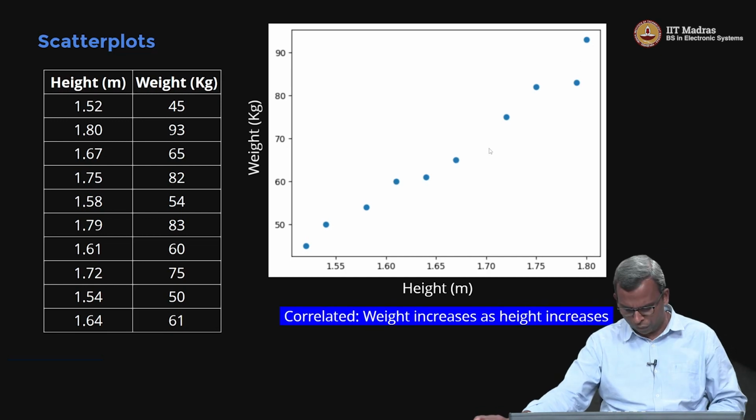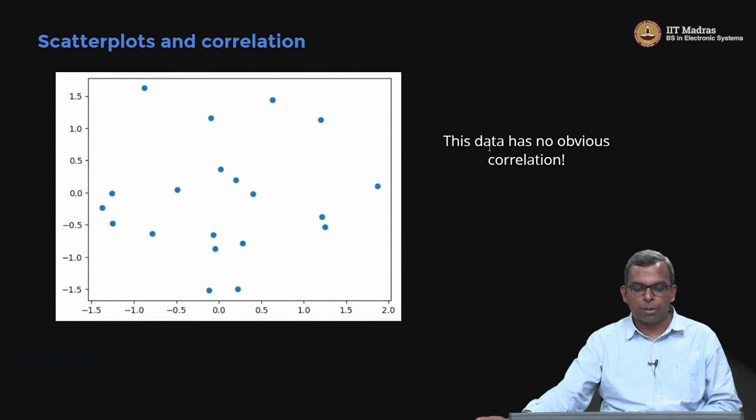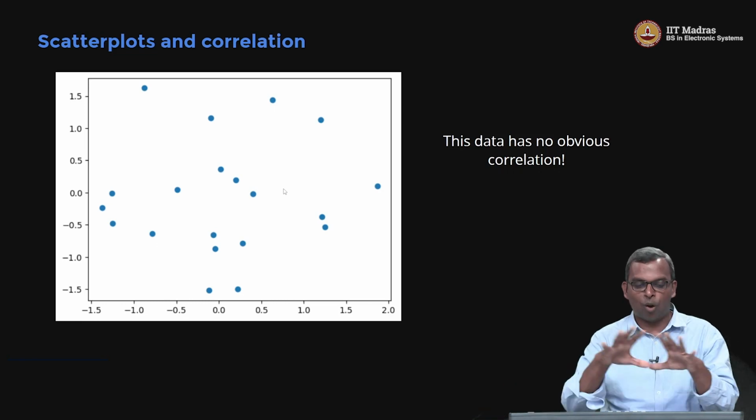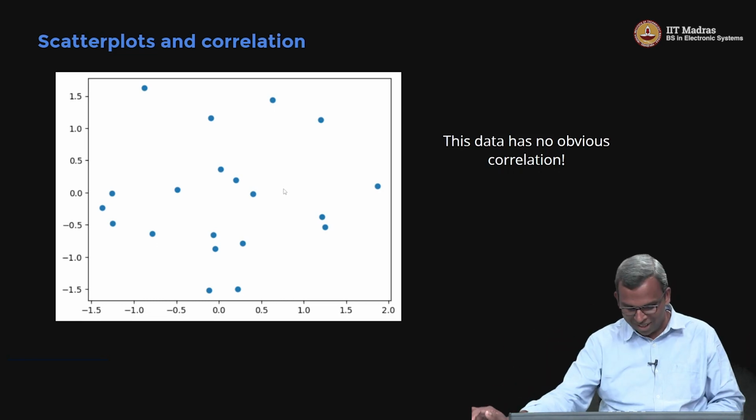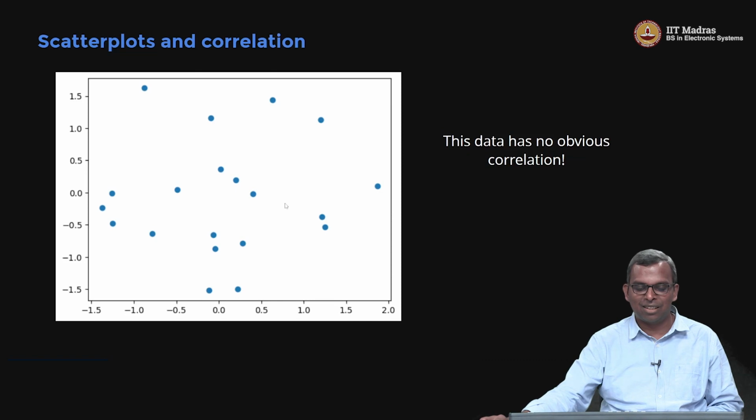Okay, so scatter plots give you this, but you may also get a scatter plot like this. This is two other sets of data. I may not even care where the data came from, but if you look at this data, it seems like there's no obvious correlation. It's spread out in all directions, and there's no way you can say when one is increasing, the other is decreasing or increasing. There's no trend. It's all over the place.